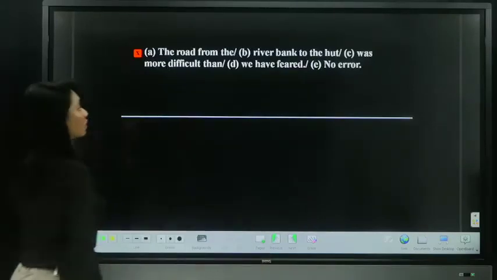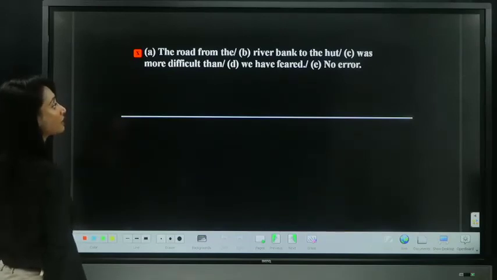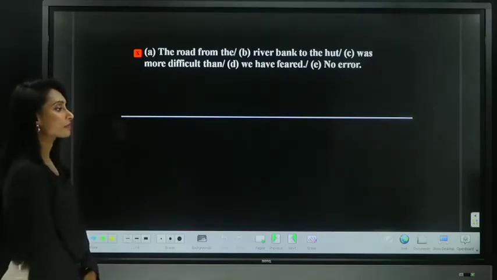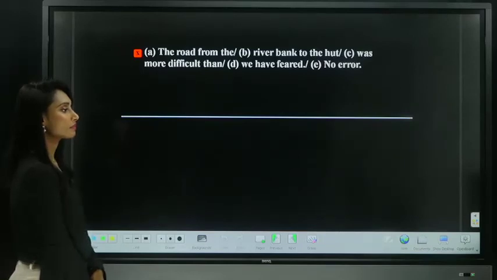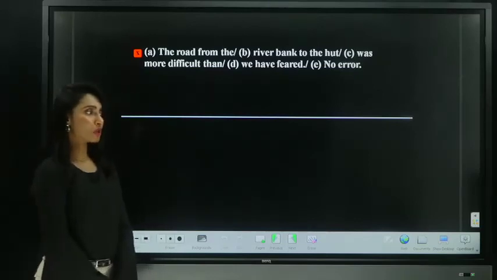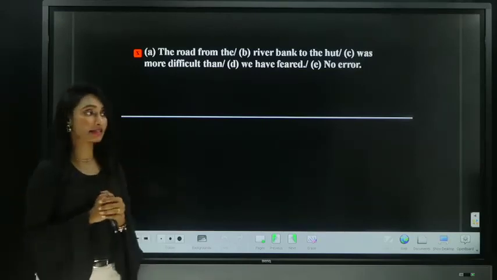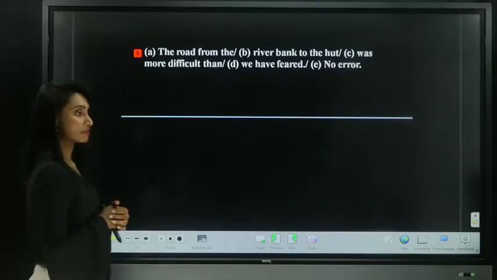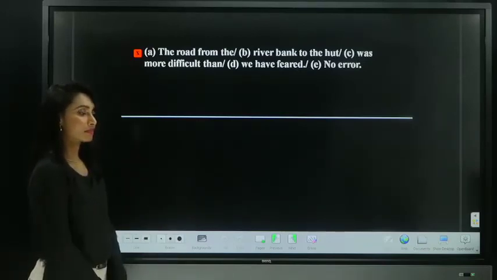Look at this one. The road from the river bank to the hut was more difficult than we have feared. It's easy for you. Answer this quick. So find out the clauses and the tenses, first one, second one. So what is the correct tense you have to maintain? Quick guys.